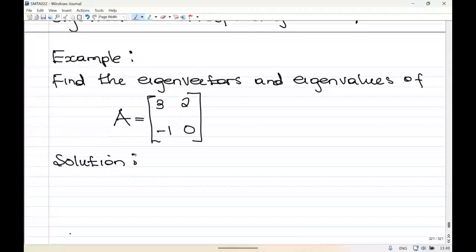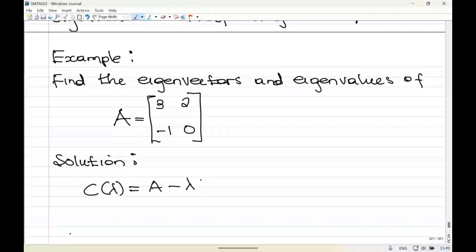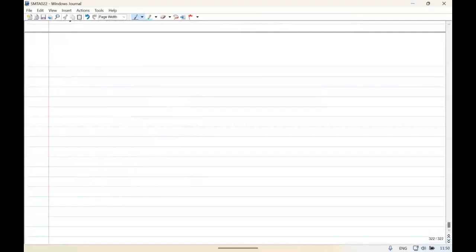Are you still there, colleagues? Yes, we're still here. Procedure number 1. We must come up with what? You must come up with C lambda, which will be equal to A minus lambda I. We agreed on this on Wednesday. Can I get a yes, colleagues? Yes.